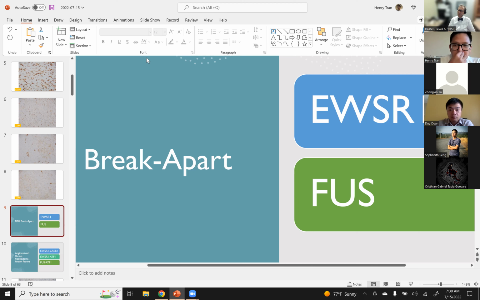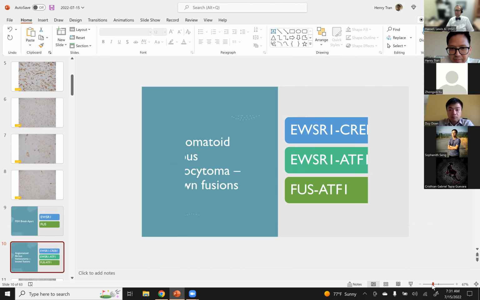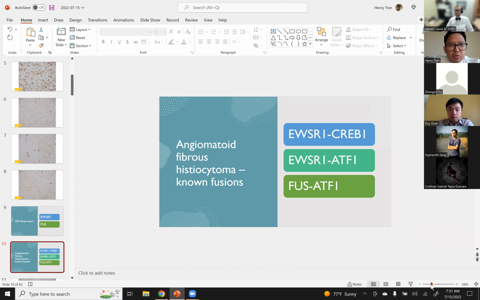And then the results came back positive for the EWSR1 translocation. So that was also supportive of angiolymphoid fibrous histiocytoma. So this tumor, angiolymphoid fibrous histiocytoma, is a spindle cell proliferation of low malignant potential. It's a slow-growing tumor, and I reiterate that its most striking feature is probably that lymphoid cuff.